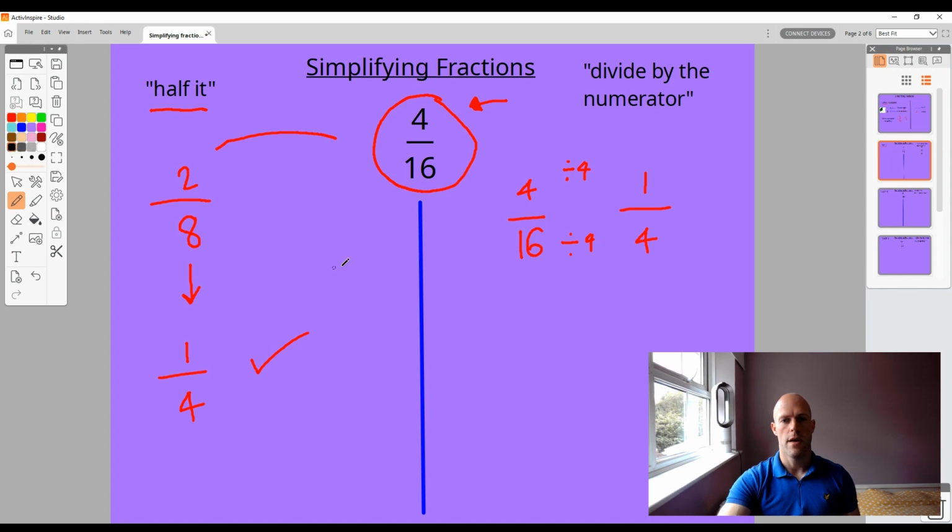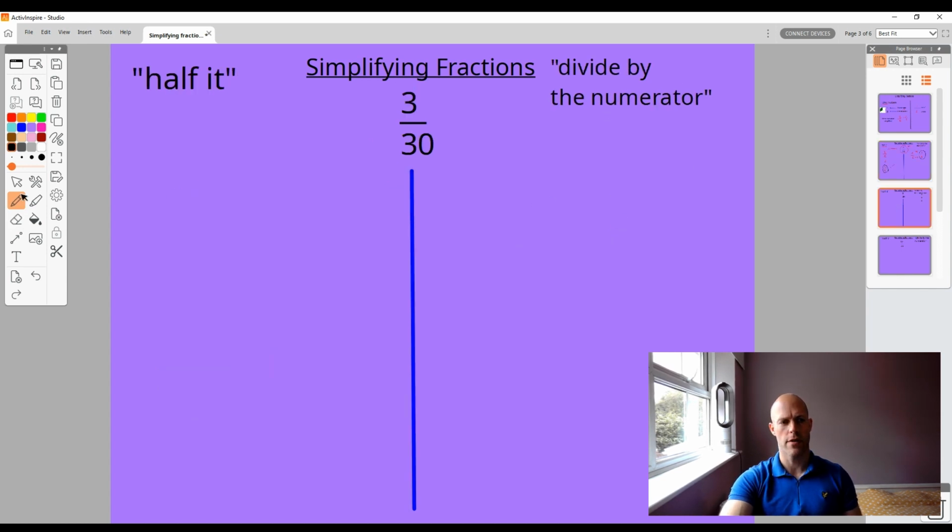So you can see there that actually dividing by the numerator skips a step. We still end up at the same answer, 1/4 there, and we've still got 1/4 there. But if you run out of ideas, you can halve it. And if you want to skip straight to divide by the numerator, that more often than not works. Look at another example here.